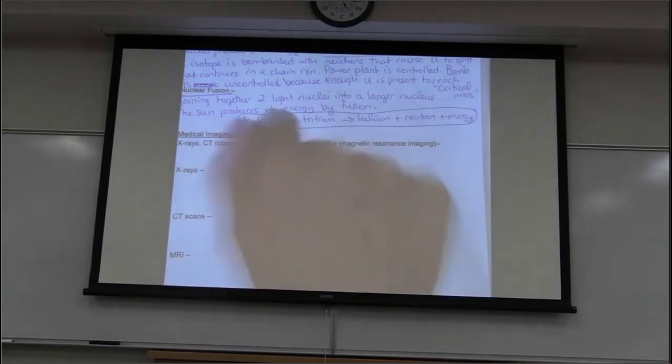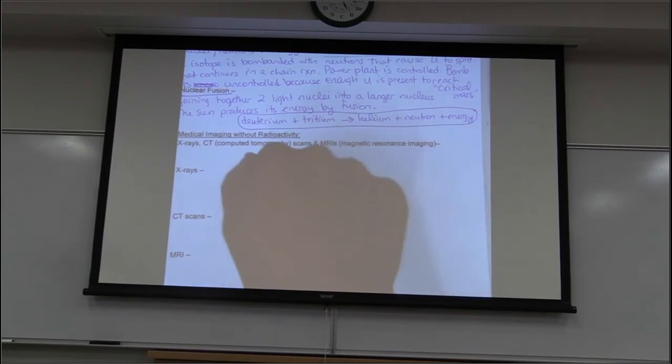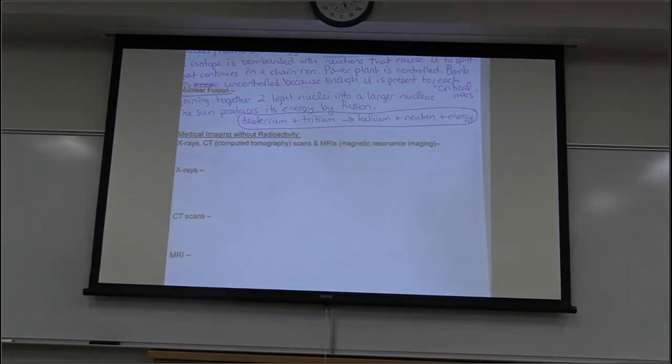If we could figure this out, what would we have? Energy. That's no-pollution energy. We can do it. We have figured out how to do it a little bit, but not continually, efficiently.